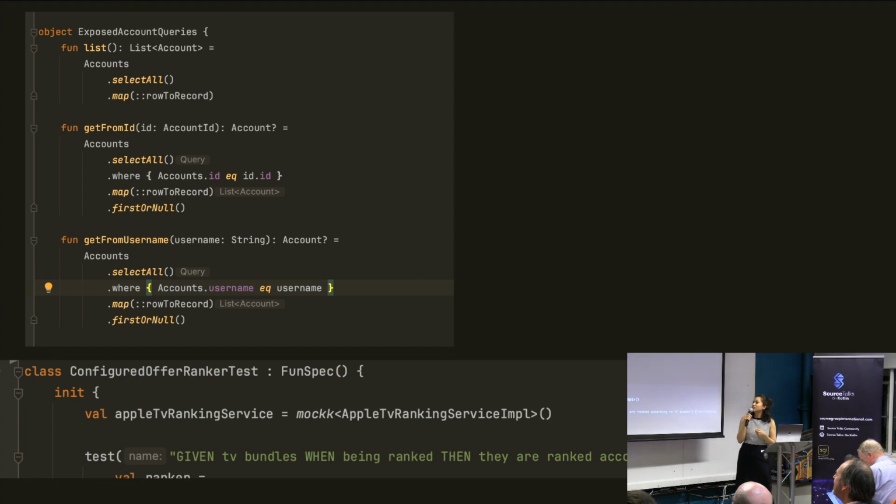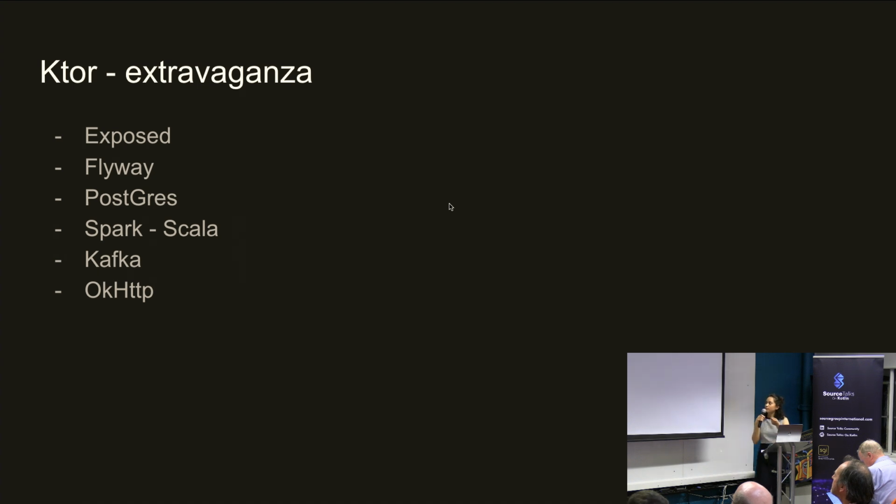Then, just showing an example of how easy it is to use Kotest for testing. You don't have to auto-wire a lot of stuff for your tests like you usually do in Spring. And this is a bit of extravaganza that we use for Ktor. If someone wants to build an application, we use Exposed, which is quite compatible with it. Flyway is working great for us. Postgres, Kafka, OkHttp, it's all working great.